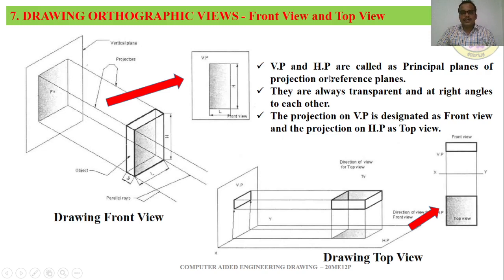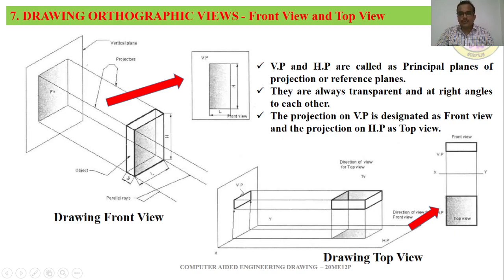The vertical plane and horizontal plane are the principal planes of projection, or we can call them reference planes. They are always transparent and at right angles to each other. The projection on the vertical plane is designated as the front view, and the projection on the horizontal plane we call the top view. So in this example, you can see this is the front view which is projected on the vertical plane, and this is the top view. It is a square and it is being projected on the horizontal plane.